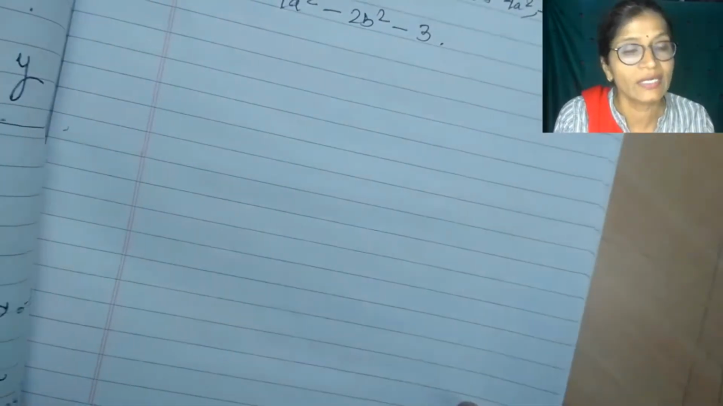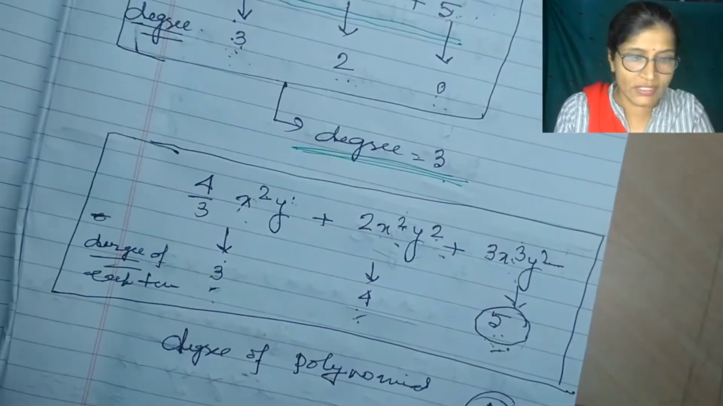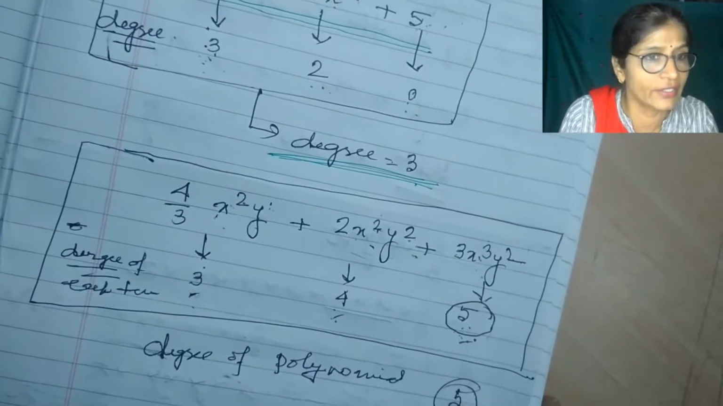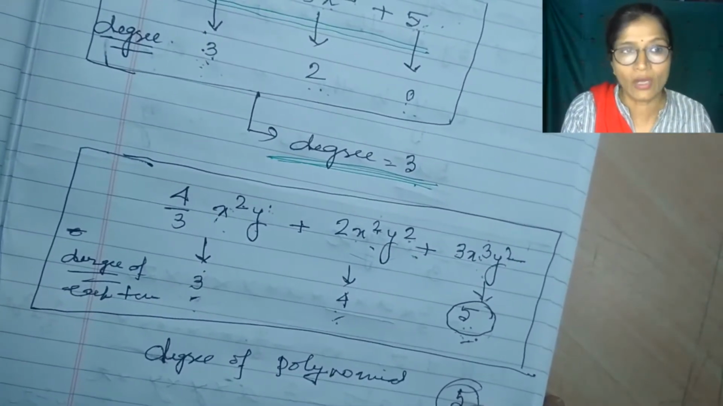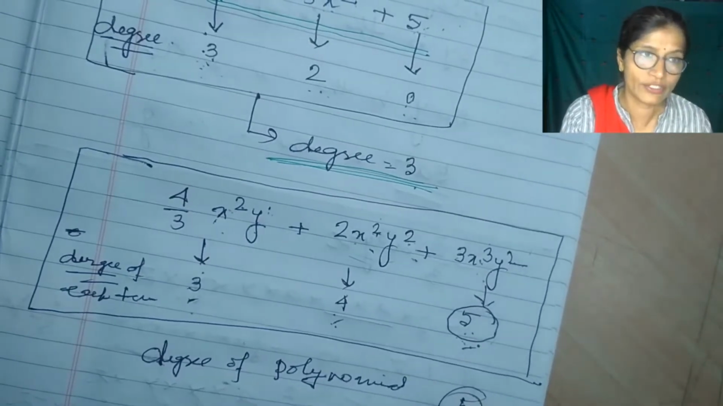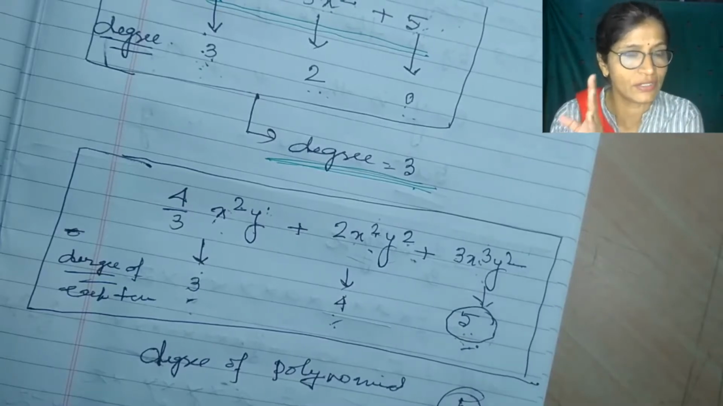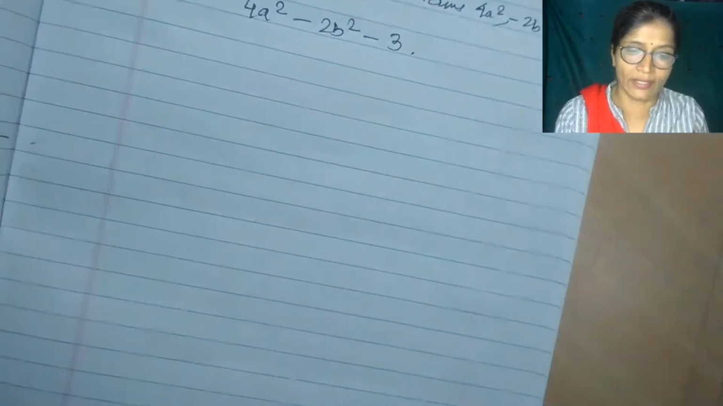Now we will start our actual chapter, that is the operations. This was just the fundamental concepts or the terms related to algebraic expressions or algebra. Now we will start our main part, that is the operations. Operation means addition, subtraction, multiplication, division of algebraic terms or algebraic expressions.